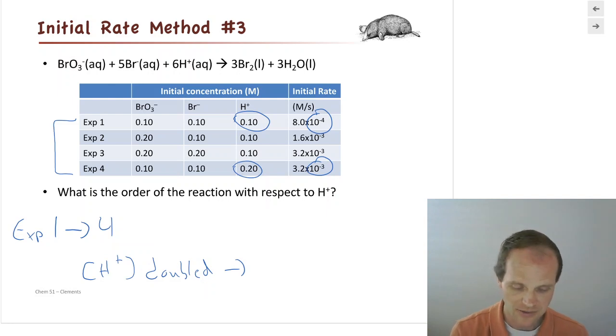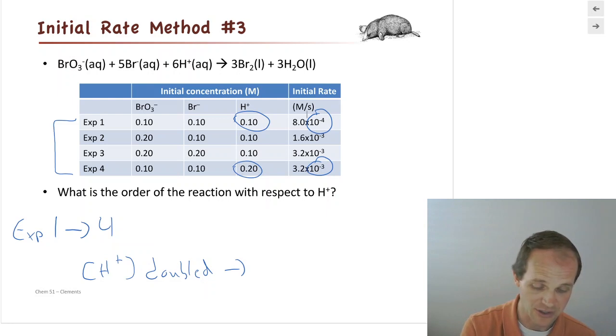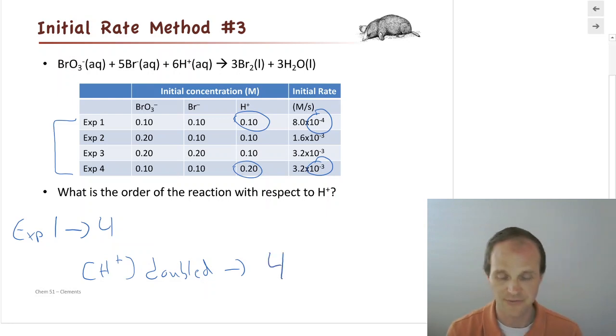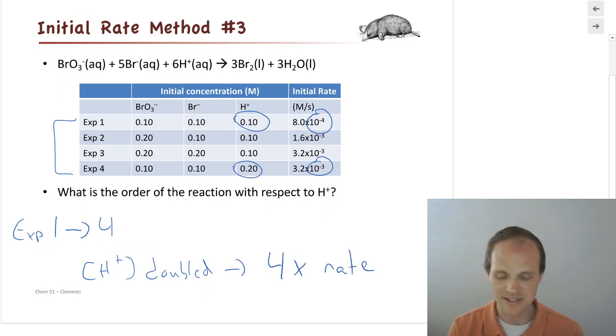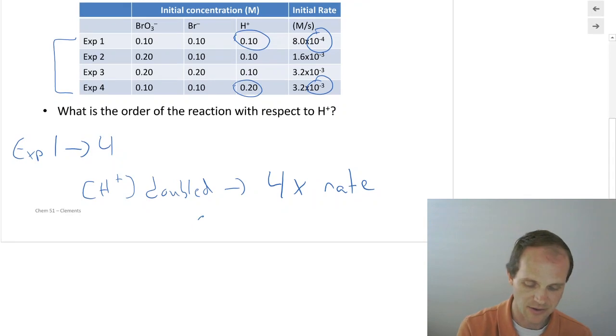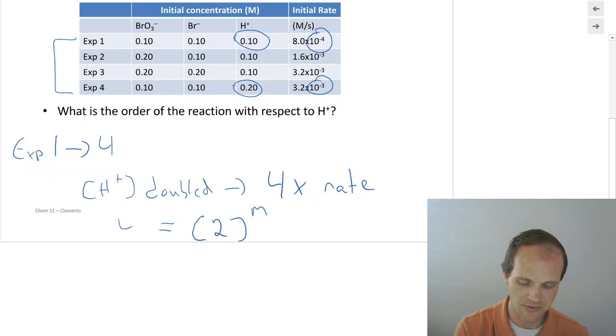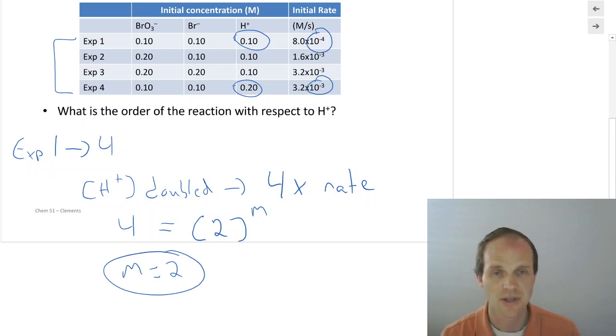It's okay. So if I type in 3.2 times 10 to the minus 3 and I divide by 8 times 10 to the minus 4th, I should get 4. 4 times 8 is 32. So 4x rate. So I doubled my concentration, my rate went up by 4x. You can think about it like this. 2 to what power gives me 4? Well, 2 to the second. So m equals 2. And we have that this is second order with respect to H+. We're not going to find k for now.